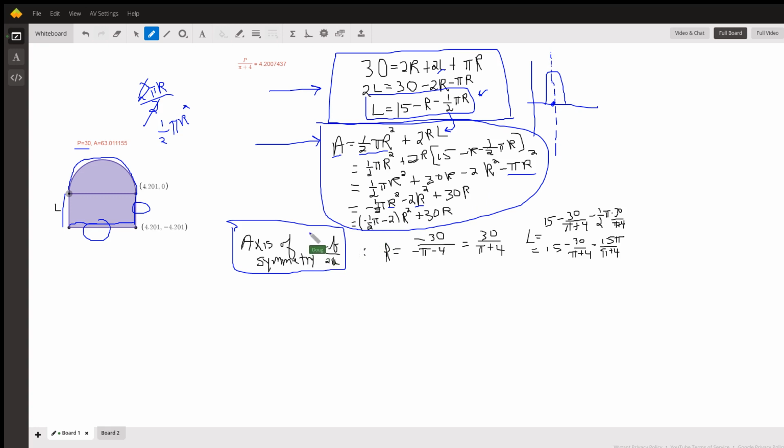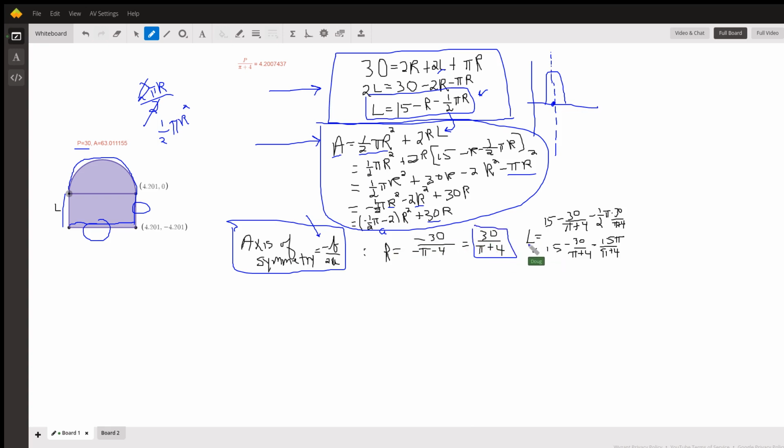So how do you find the axis of symmetry for a parabola? Well, opposite of b over 2a is the formula for the axis of symmetry. So this is like the a, the coefficient of r squared, and 30 is the b. So the opposite of b over 2 times a gives us this negative pi minus 4. We can factor out a negative 1 from the numerator and denominator and cancel them out, and there's the value of r.